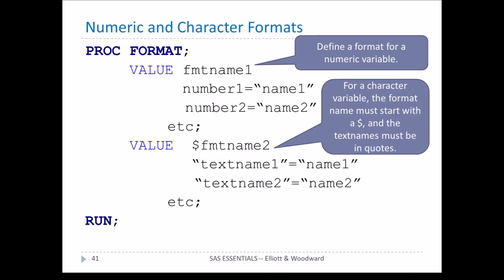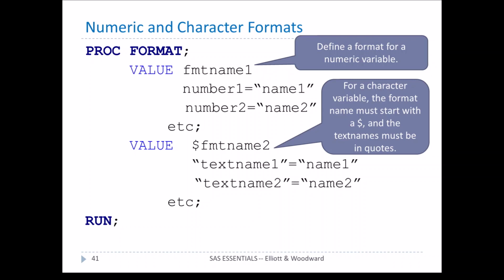And then we're also going to create a character kind of format. So the one we created was a number format. For a character format, you put a $ sign before the name, so $FMT_name2. And notice here that the left-hand side of the equal sign is in quotes. So let's say you have M and F. You have M equal male, F equal female, for instance.